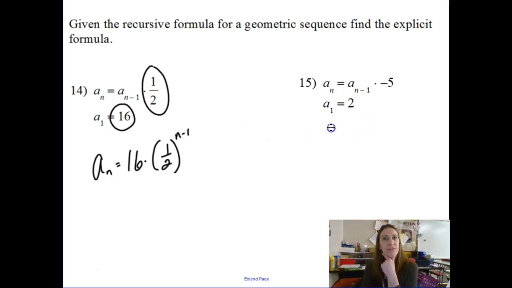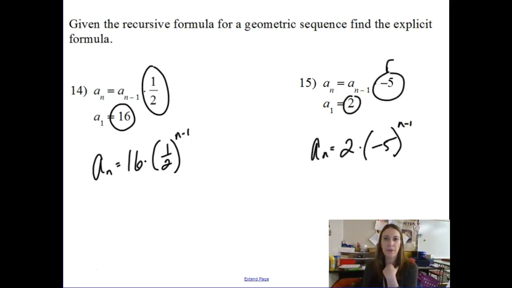All right, and then 15, first term, common ratio. So our explicit formula is 2 times -5 to the n minus 1 power.